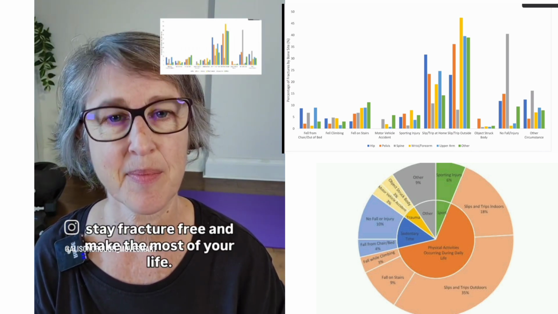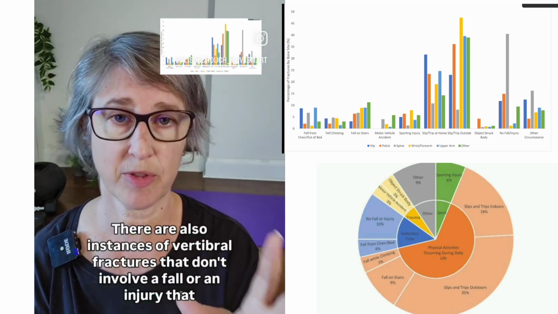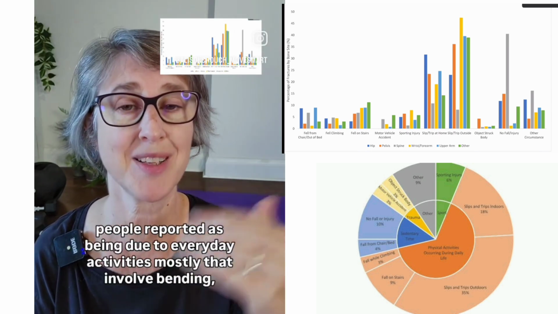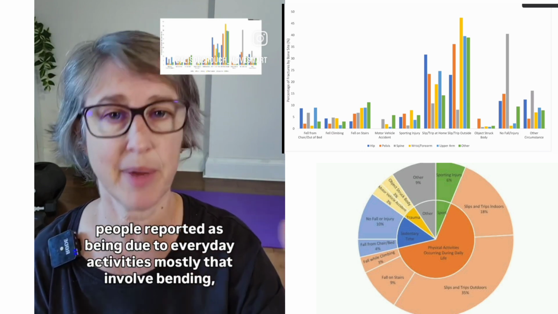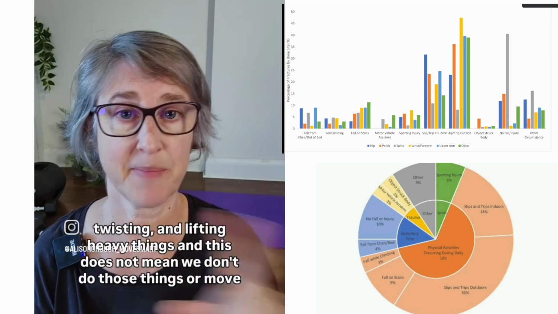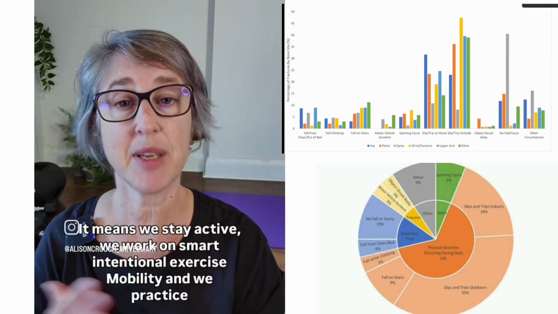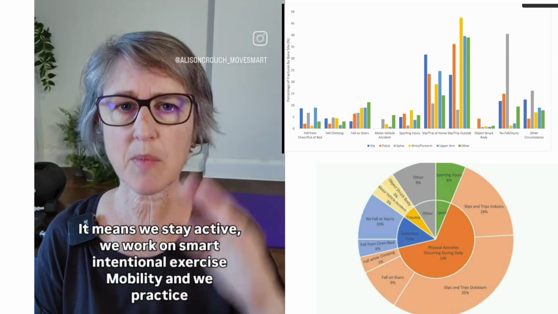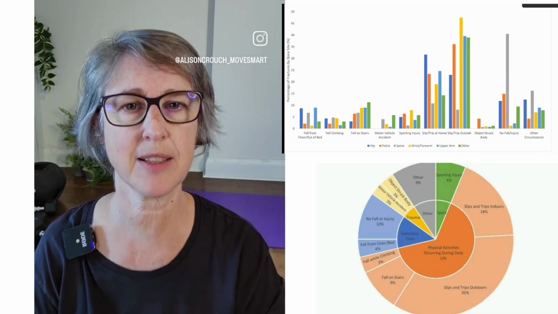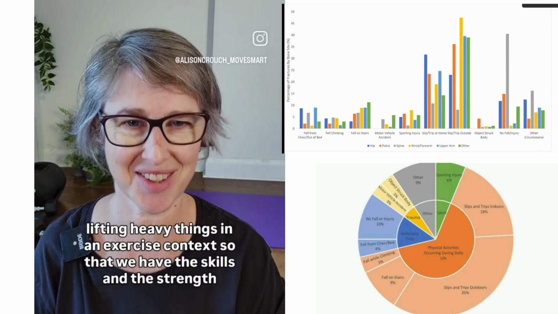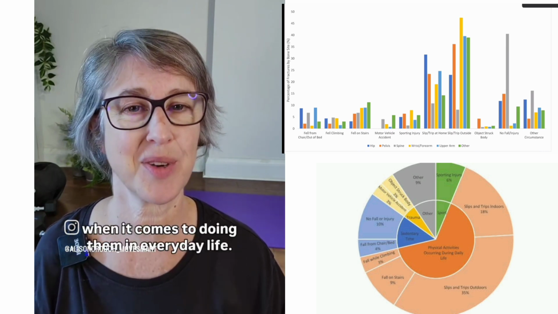There are also instances of vertebral fractures that don't involve a fall or an injury that people reported as being due to everyday activities, mostly that involved bending, twisting, and lifting heavy things. And this does not mean we don't do those things or move like robots. It means we stay active, we work on smart, intentional exercise and mobility, and we practice lifting heavy things in an exercise context so that we have the skills and the strength when it comes to doing them in everyday life.